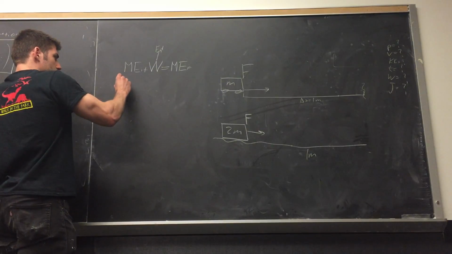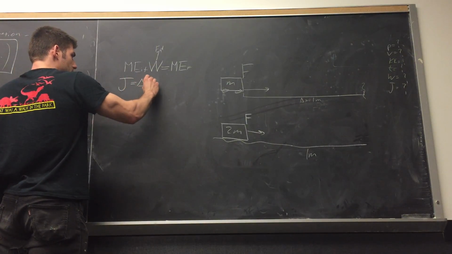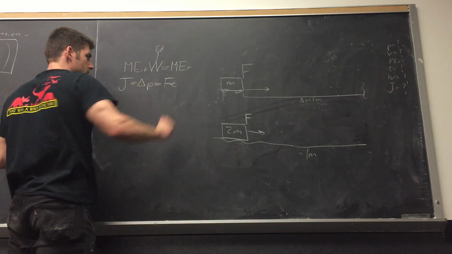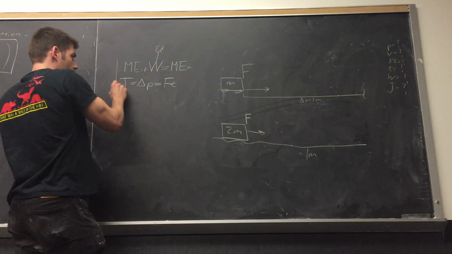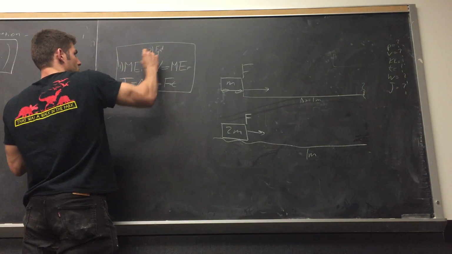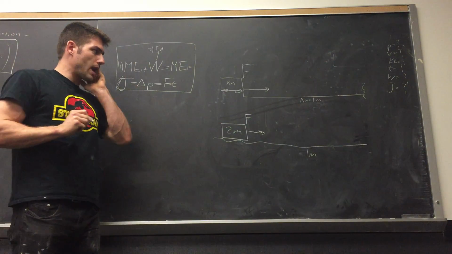And impulse. Impulse is J. J is equal to a change in momentum, and a change in momentum is equal to force times time. So we have 3 formulas. Let's say Formula 1, Formula 2, and Formula 3, which all kind of help for these momentum-esque problems.